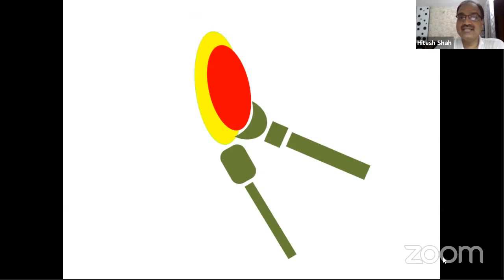If you see the schematic presentation, the talus is visible in red and the calcaneum in yellow, and the rest of the tarsal and metatarsal bones are in green.